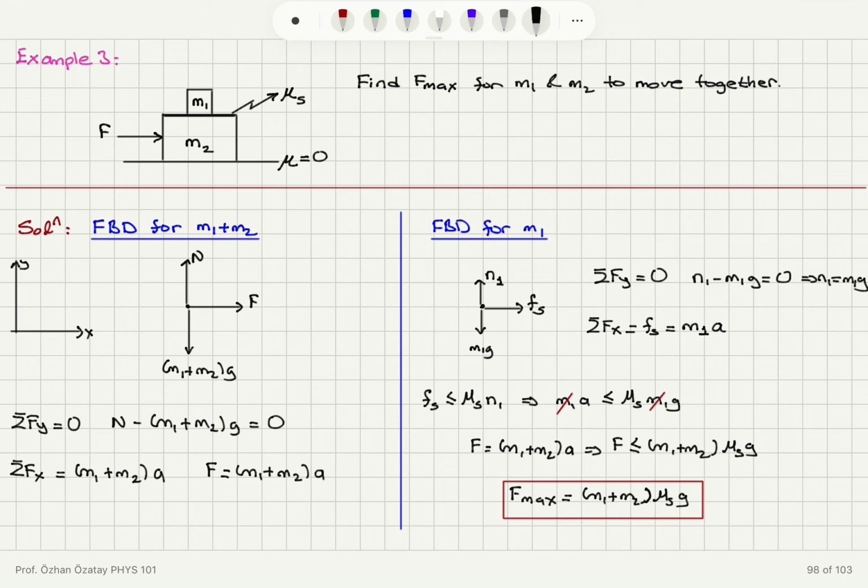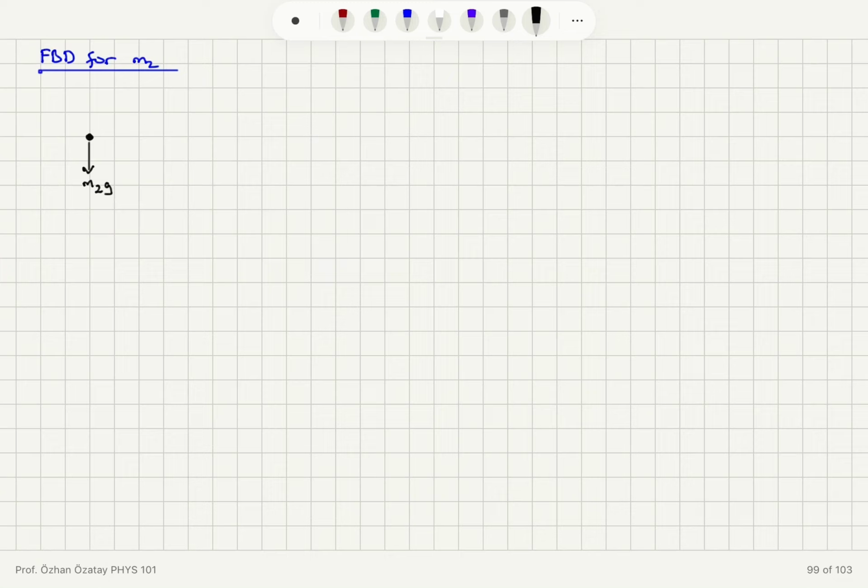Now just for exercise, let me also look at the free body diagram for M2. So for M2, modeled as a point particle here, I'm going to write its weight M2g. Now M1 will exert a force on M2. So what do you think this force is? N1 is the force exerted by M2 on M1, so M1 will exert an equal and opposite force due to the third law of Newton. So there's going to be the same force N1, which is pointing down.